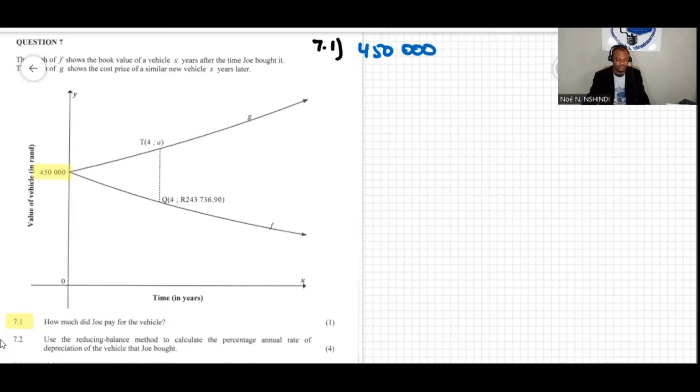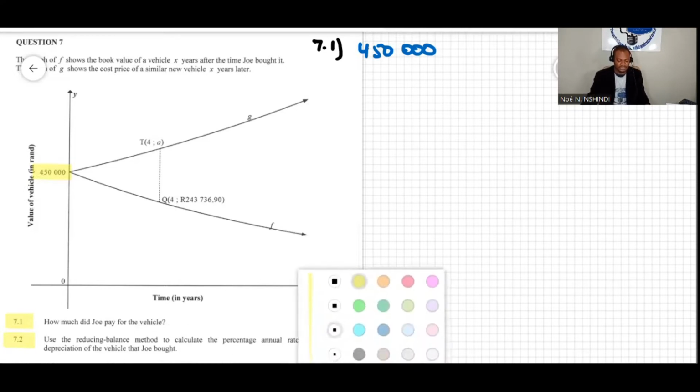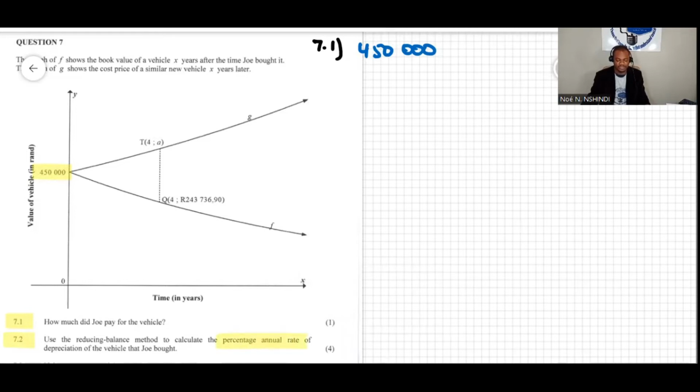Now, question 7.2 says, use the reducing balance method to calculate the percentage annual rate of depreciation of the vehicle that Joe bought. All right. When the question says calculate the percentage annual rate, we need to find the interest here. So for 7.2, we're looking for the interest using the reducing balance method.